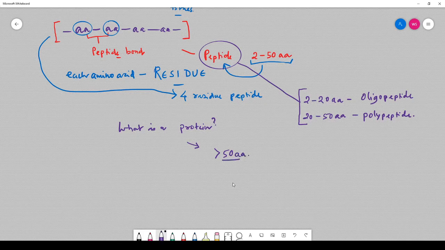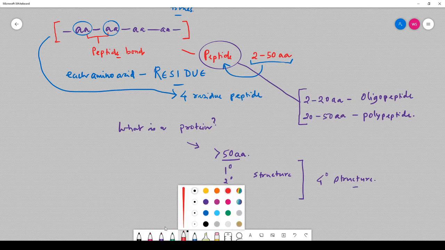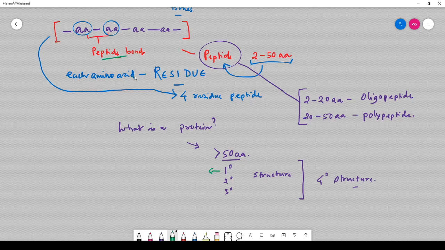But that is not the only criteria. A protein should have primary, secondary, or a tertiary structure. Sometimes it may have a quaternary structure. So, what is primary structure? This, what we have written. Okay, so the peptide chain, the peptide bond gives rise to a linear chain. And that is the primary structure.